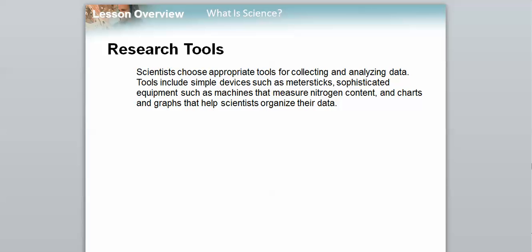Kind of to go along with that, the scientists have to choose appropriate tools for collecting and analyzing that data. We're not going to use a thermometer to measure how tall our grass grew. We're going to use a meter stick of some kind. Tools can include simple devices such as meter sticks. They can be sophisticated equipment such as machines that measure the nitrogen content. Within that plot, we can actually find machines that tell us how much nitrogen is present. And then charts and graphs help us organize our data.